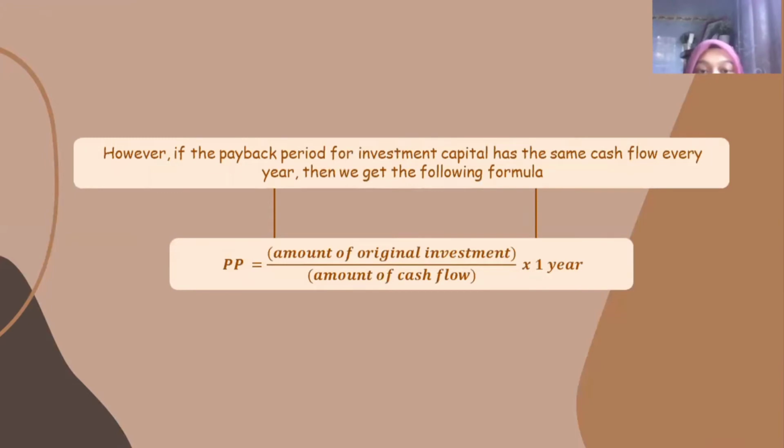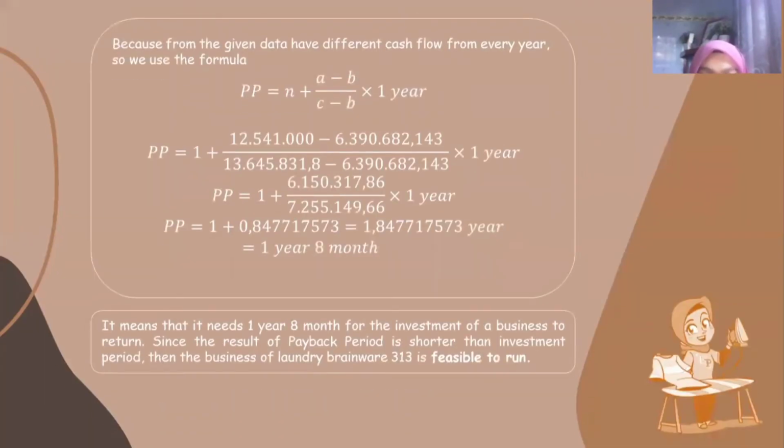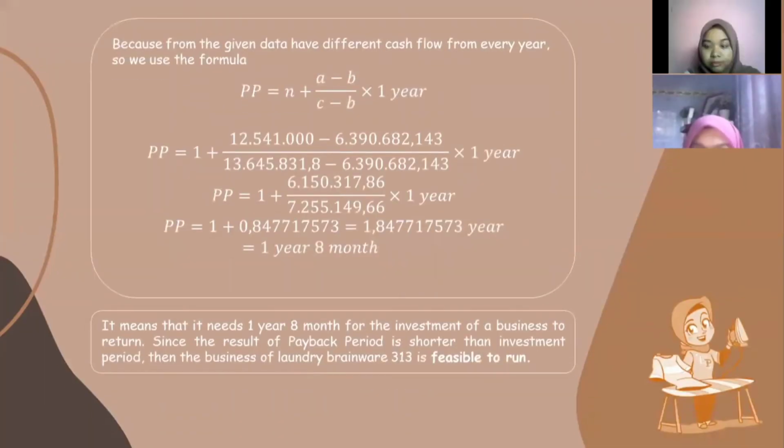However, if the payback period for investment capital has the same cash flow every year, then we get the following formula: payback period is amount of original investment over amount of cash flow times 1 year. Okay, for the next part will be presented by Hesti. Okay, thank you, Unzil.